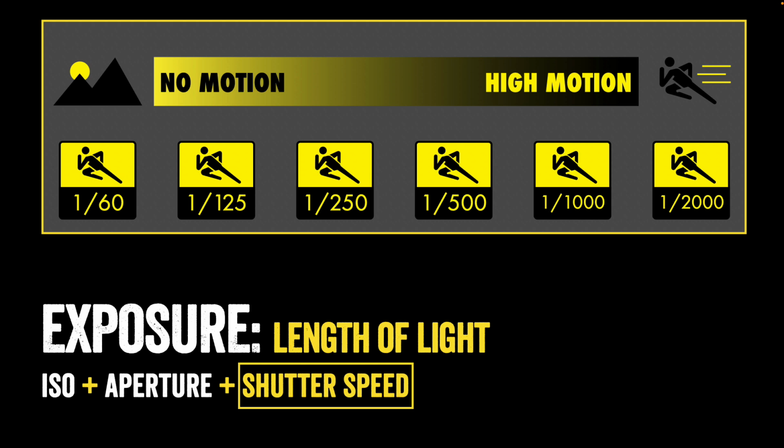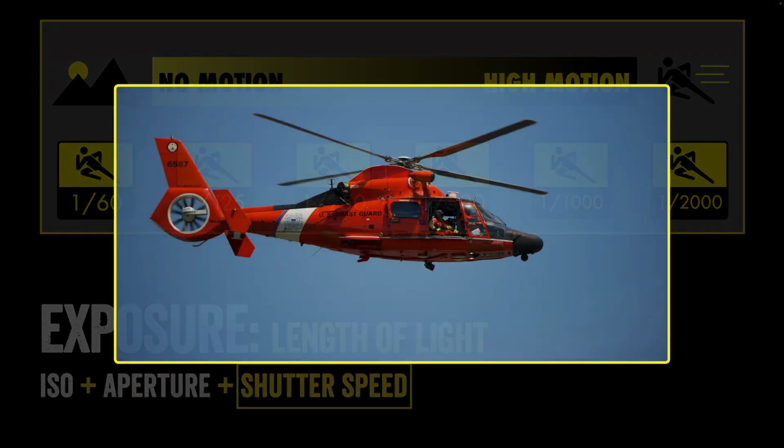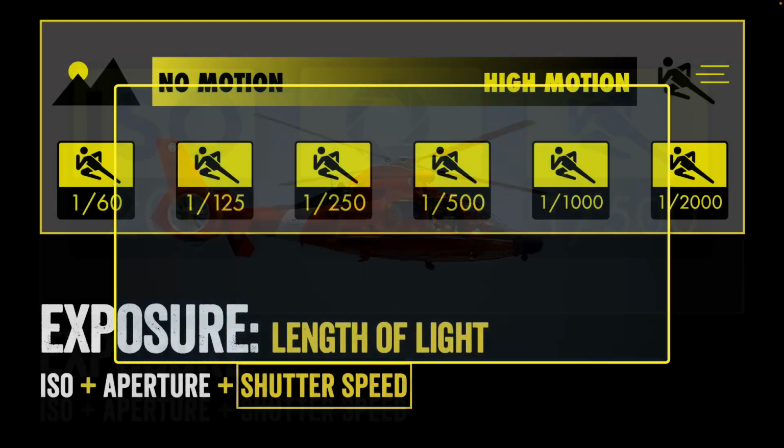People that do nighttime photography can take exposures that are several hours long. Someone shooting sports might use a very fast shutter speed of a 5,000th of a second in order to freeze action. Think about a photo of a helicopter where the blades are perfectly stopped. That was done with a fast shutter speed.